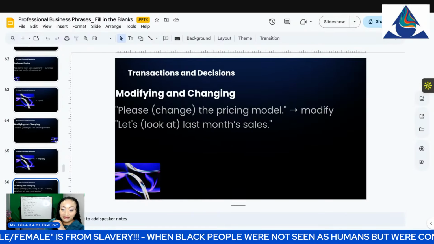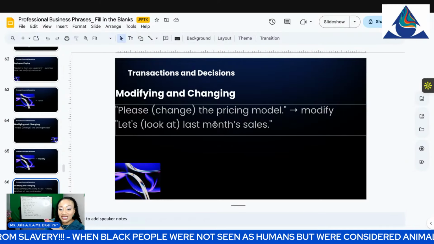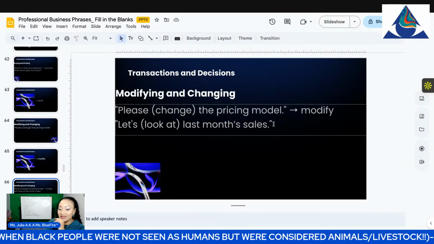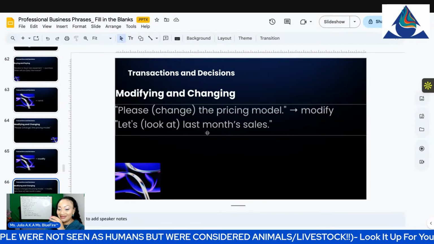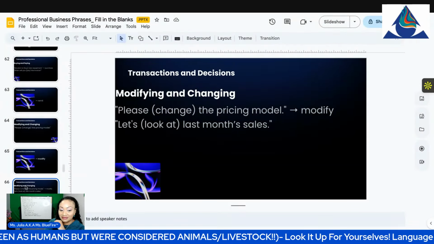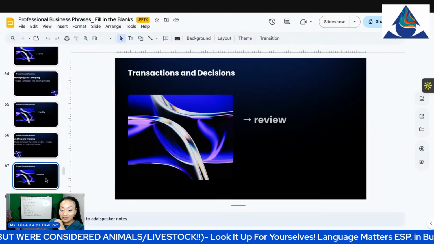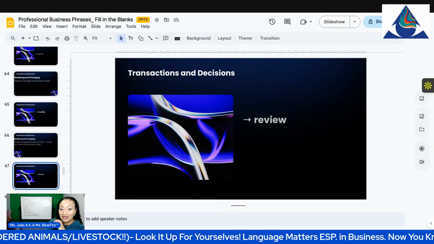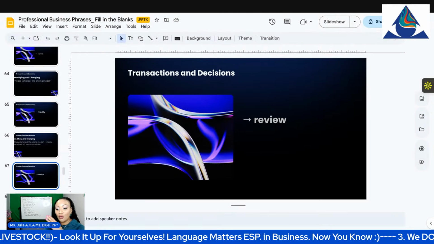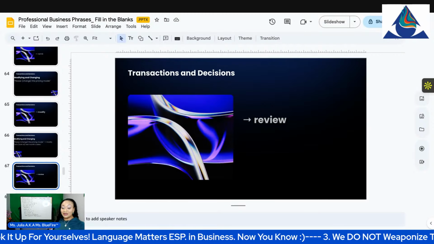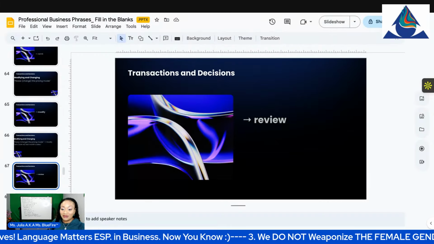So here it is. Please change the pricing model. Please modify the pricing model. Let's look at last month's sales. Look at. Review. Let's review it. Adjust is good too, Miss T. Adjust is actually very good too.